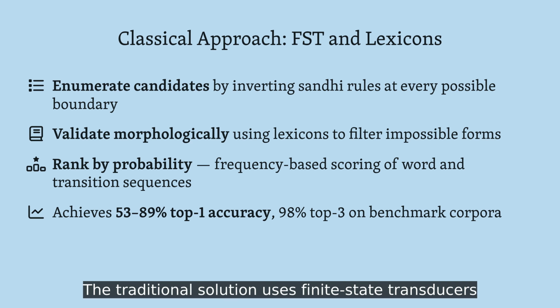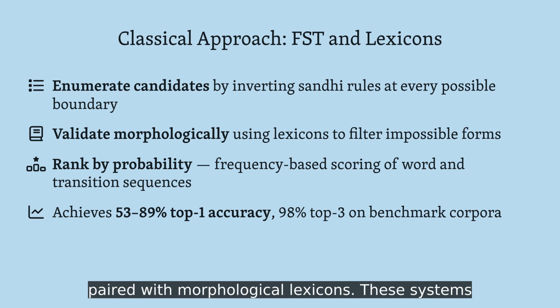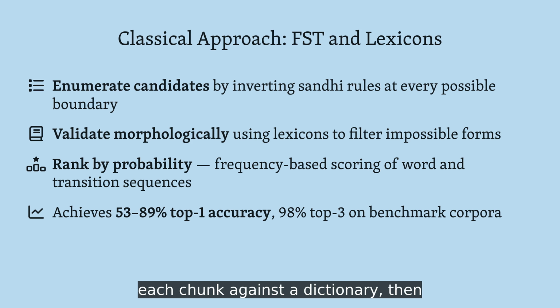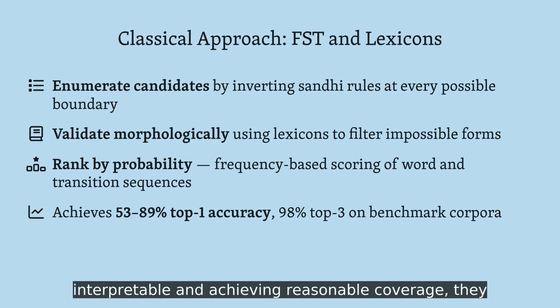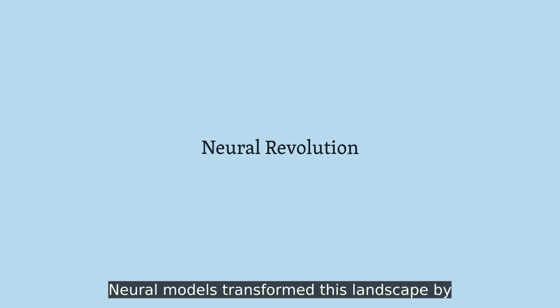The traditional solution uses finite-state transducers, paired with morphological lexicons. These systems generate all phonetically plausible splits, check each chunk against a dictionary, then rank candidates by corpus frequency. While interpretable and achieving reasonable coverage, they struggle with out-of-vocabulary words and genre variation. Neural models transform this landscape by learning segmentation patterns directly from data.